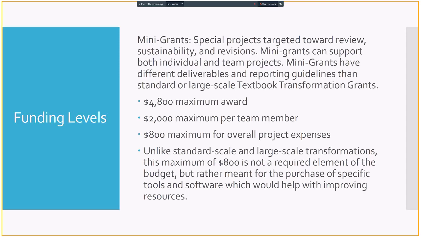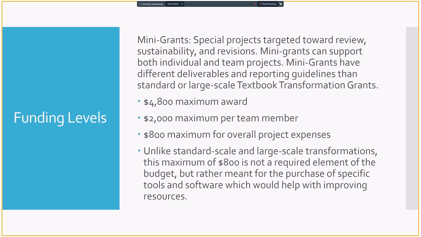You do not have to attend an in-person kickoff, so it doesn't have to go towards travel when it comes to mini grants. And the 2,000 max per team member, you don't have to have at least 2 people on the team. This can be an individual revision project. But in that case, it's still 2,000 max per person. So you would wind up with a maximum of 2,800 if you have a one-person revision or ancillary materials mini grant.